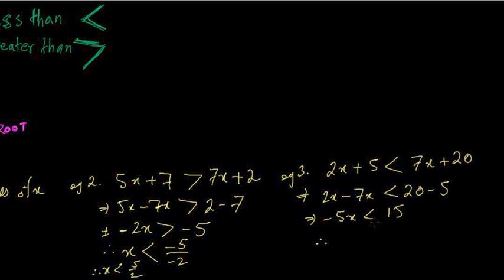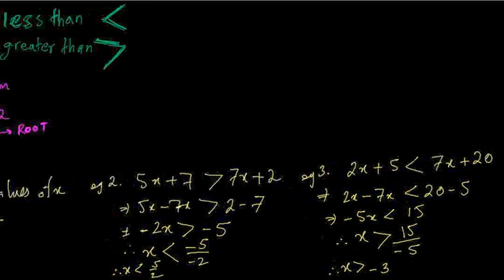Now since we have a negative number here, in order to divide we need to reverse the inequality from less than to greater than, and it will be 15 divided by minus 5, and the answer is going to be x is greater than minus 3. So these are the set of values for solving this inequality. It is very, very important to remember that whenever we solve an inequality, everything is like the equation, but when we divide by a negative number, the inequality symbol gets reversed. This rule is very, very important for solving any inequality.